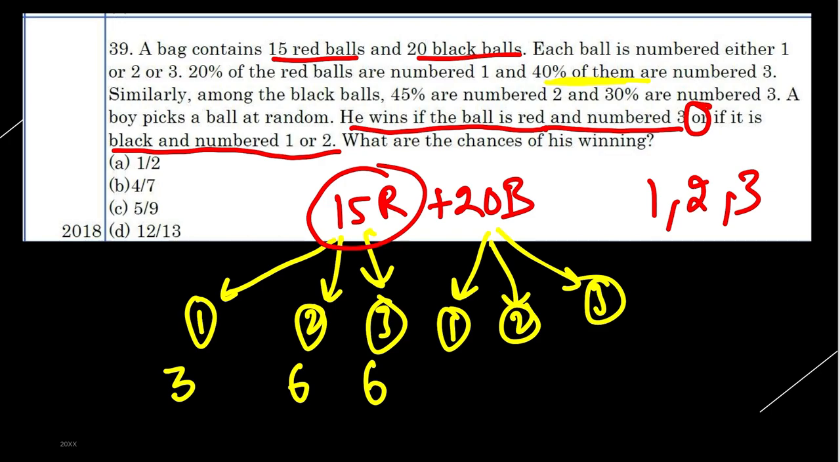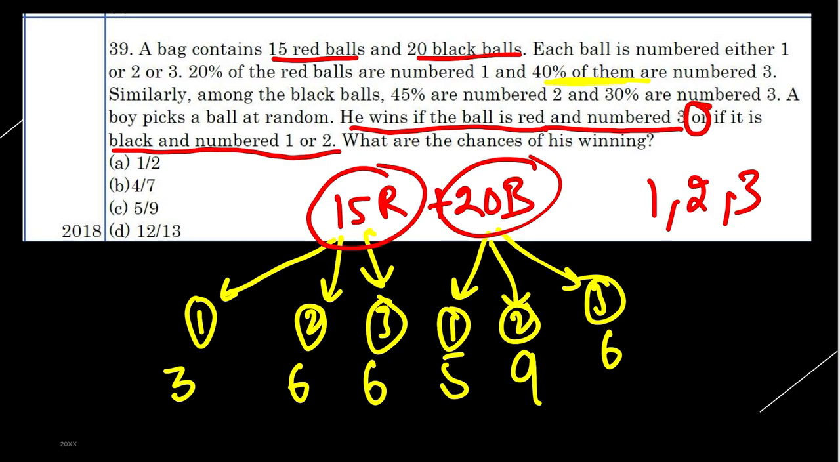This is done. Now let's look at the black balls. What are the black balls? 45% are number 2. So 45% of 20 is 9 balls. I hope this is clear, 9 balls. Now, 30% are number 3. So out of 20, 30% are number 3, means 6 balls are number 3. So 9 plus 6 is 15. So 5 balls are number 1, right?